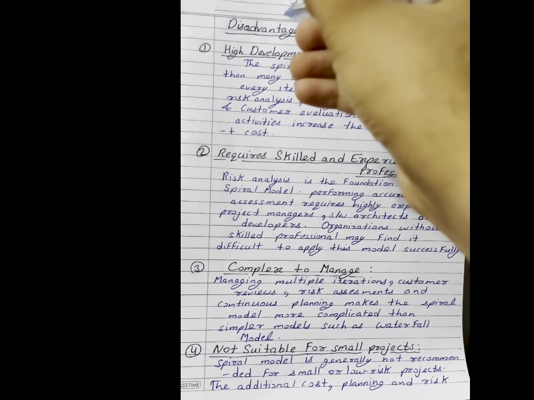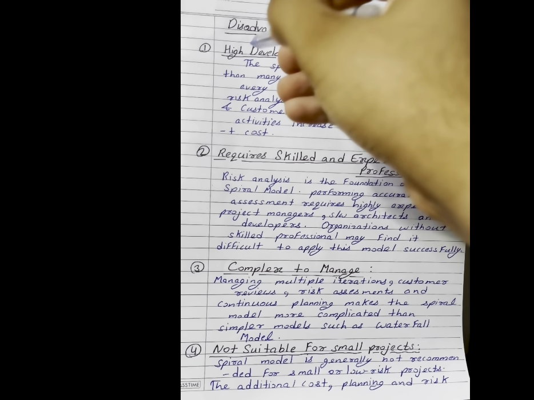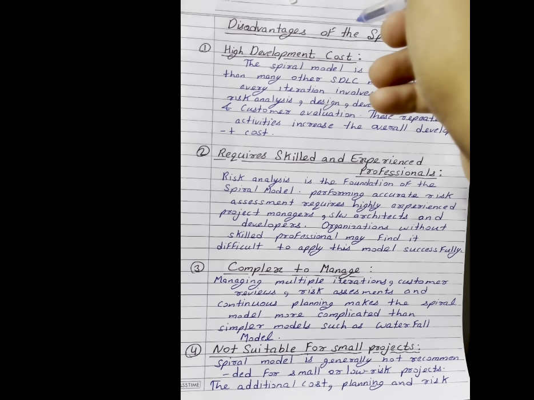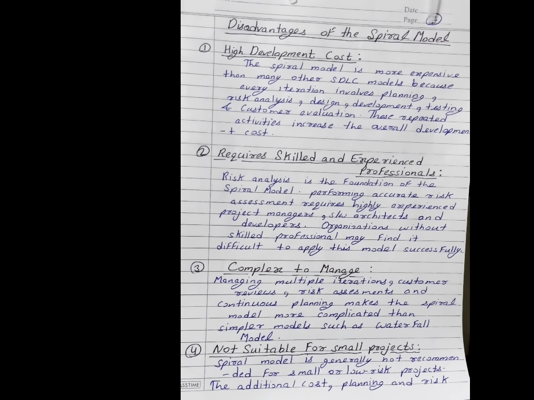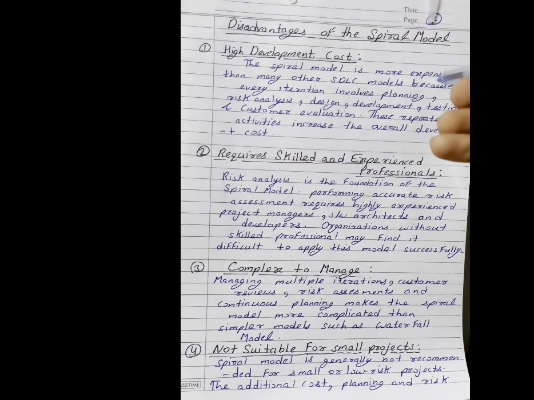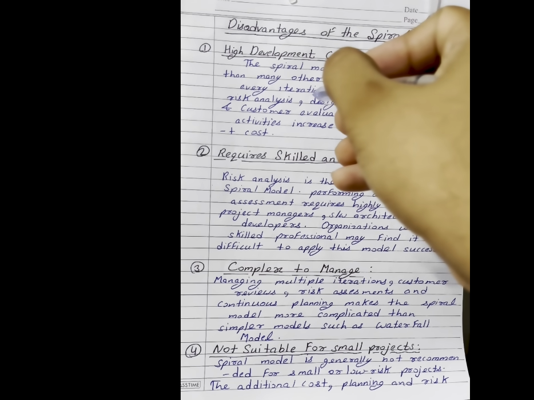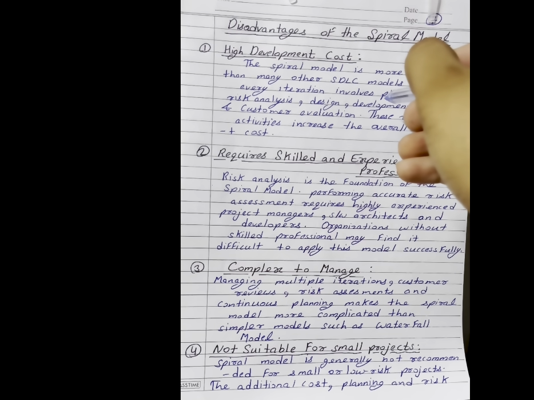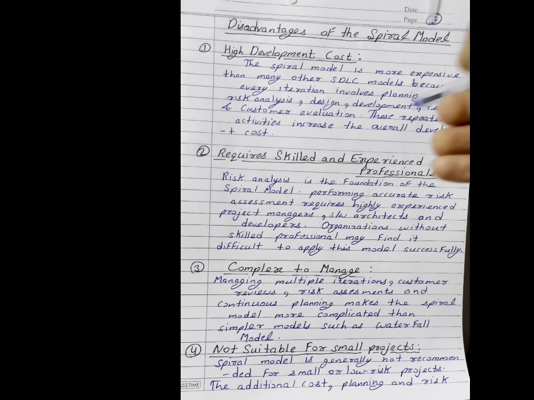So, next is the disadvantages of the spiral model. First is high development cost. As we know, the spiral model is more expensive than many other SDLC models because every iteration involves planning, risk analysis, design, development, testing, and customer evaluation. These repeated activities increase the overall development cost.